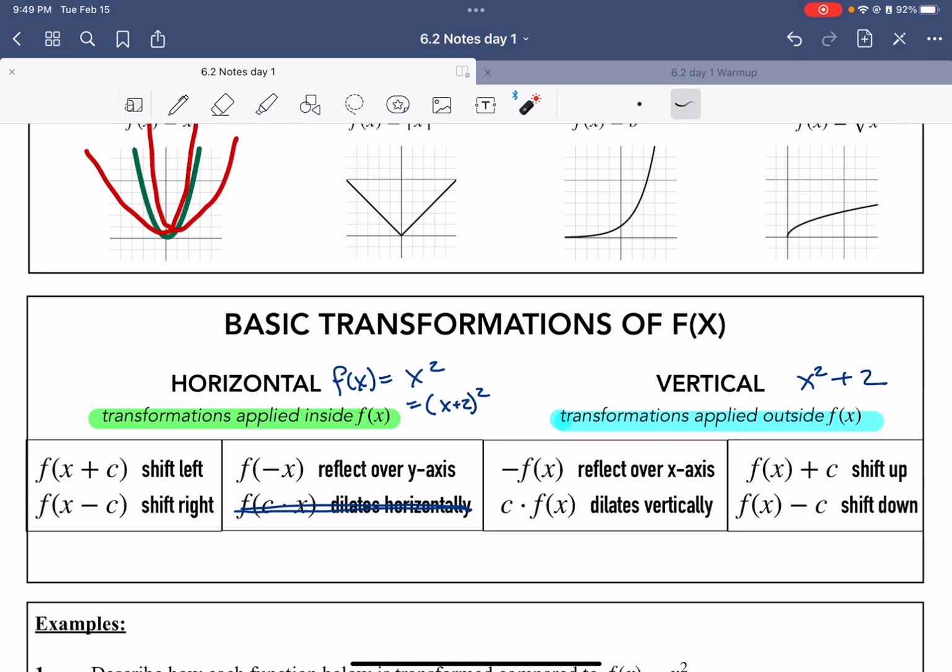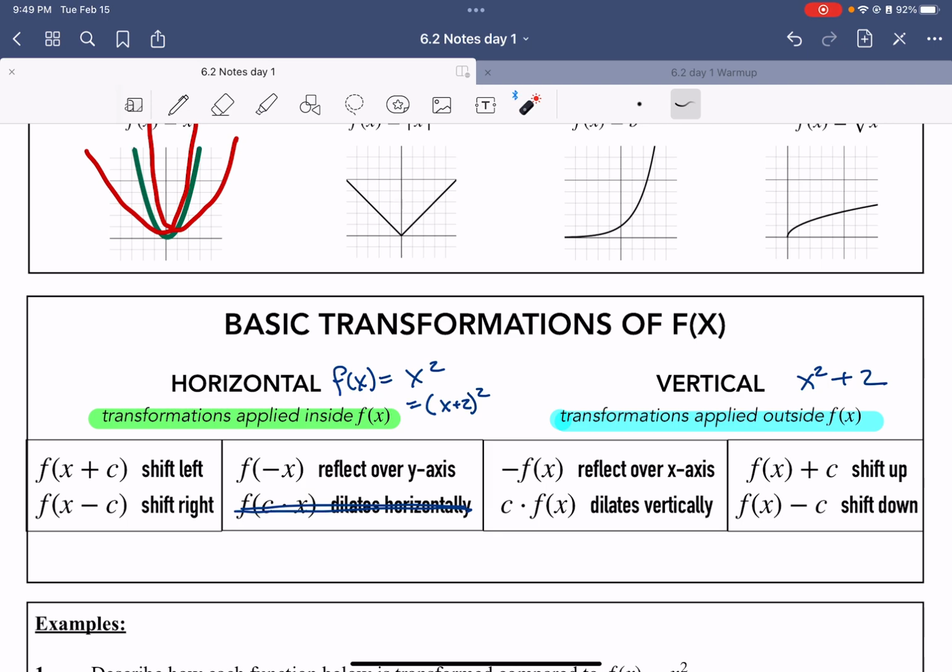And so dilating it horizontally would mean to stretch it or shrink it horizontally, and you can get the same effect by stretching it or shrinking it vertically, so that's the way we tend to do it. So cross that one out. Don't worry about it. It does exist, but we don't really use it, and you guys don't have to worry about it. If you notice on the Desmos, we did not have you do any of these.